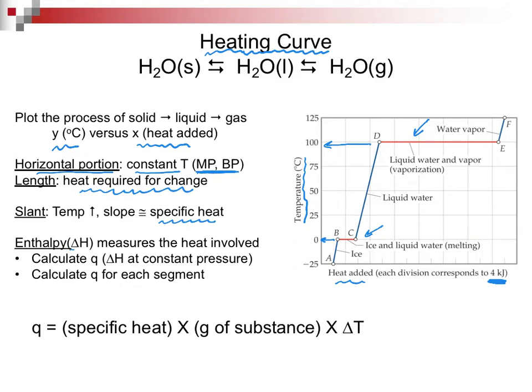So the enthalpy delta H, it measures how much heat is involved. We will be doing something we did before, calculating Q, and we'll calculate Q for each section. So essentially, you're probably jumping up and down. No, not really, but I'm joking. It's the same equation that we had back in chapter 5, and you'll run into one of 2 different types of situations.